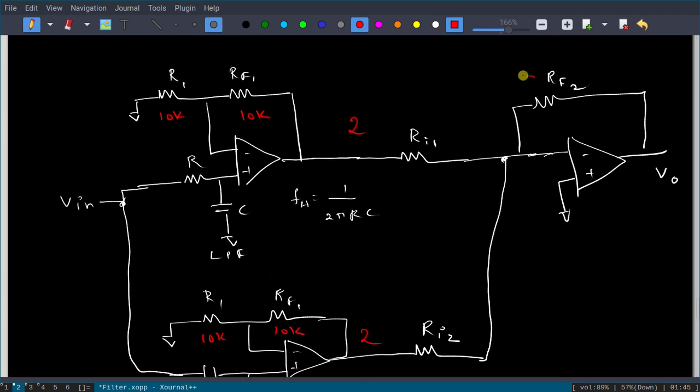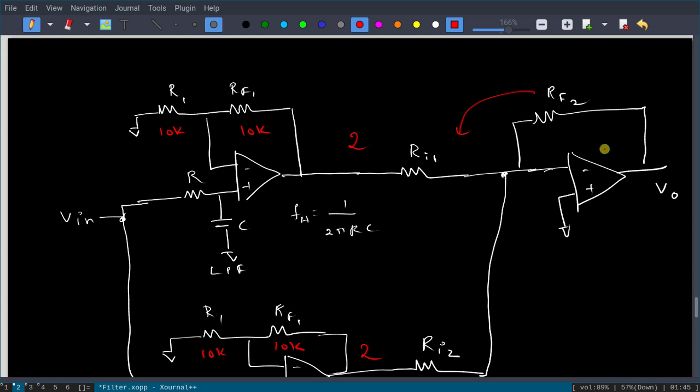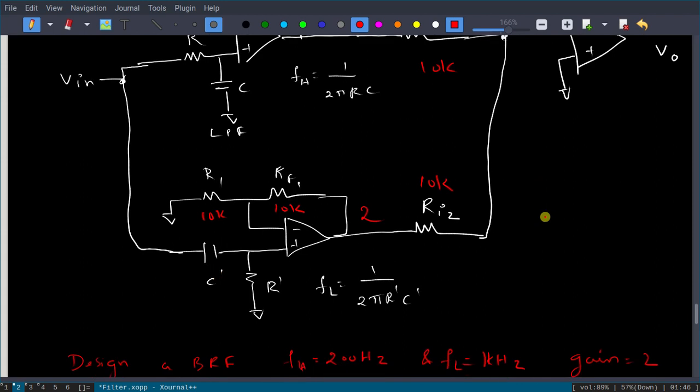Now the final result will be V0 equal to RF2 by RI1 into the gain of the LPF, plus RF2 divided by RI2 into the gain of the HPF. Let me keep it the same, 10k only, so this is 10k, this 10k, and here also 10k. In the second stage you are not going to get any gain, it is 1 only, but in the first stage you get 2. So total gain is 2 into 1, that is 2.